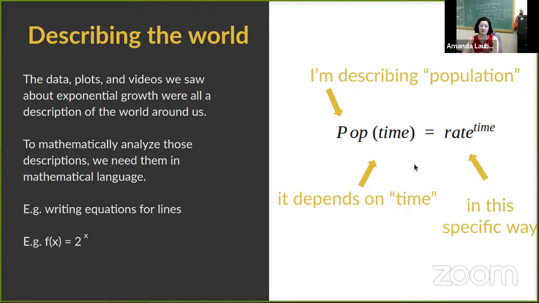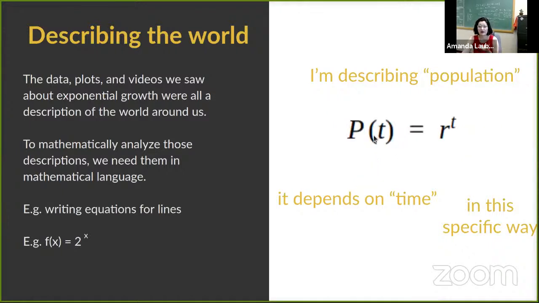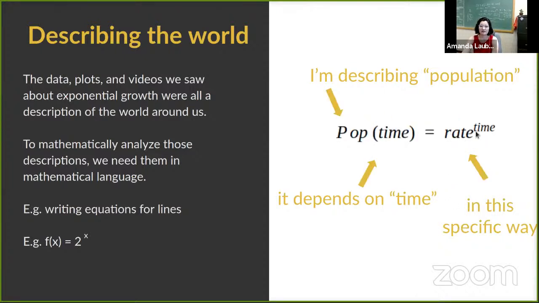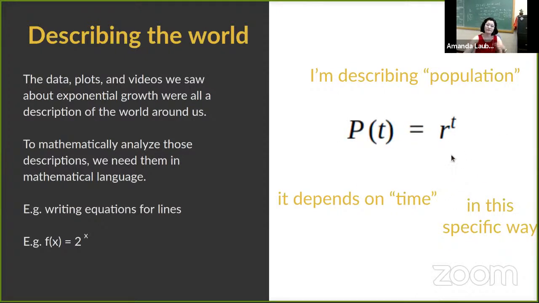And then this was all using words, just to be really clear what we were talking about. But to abbreviate it in an easy to use mathematical formula, we would write this. This P is our population. It still depends on t, time. And then this is the specific way we said r to the power t is just the same as rate to the power time. And that's the same as when we said f of x equals 2 to the power x. I've just reframed it in terms of what we really care about here, which is a population.